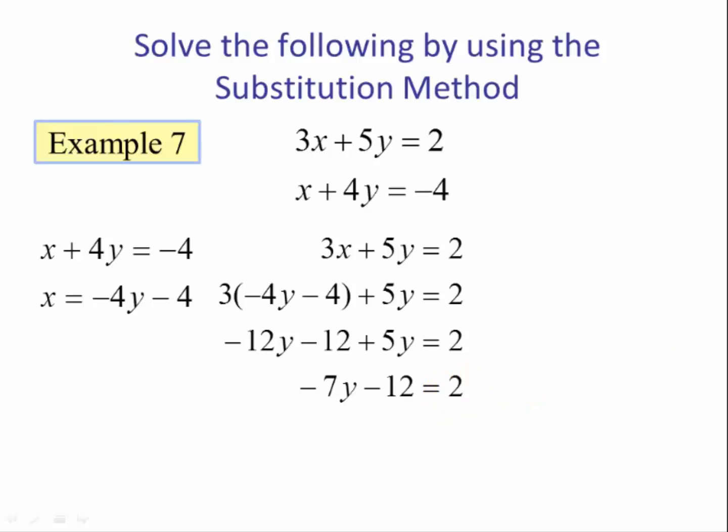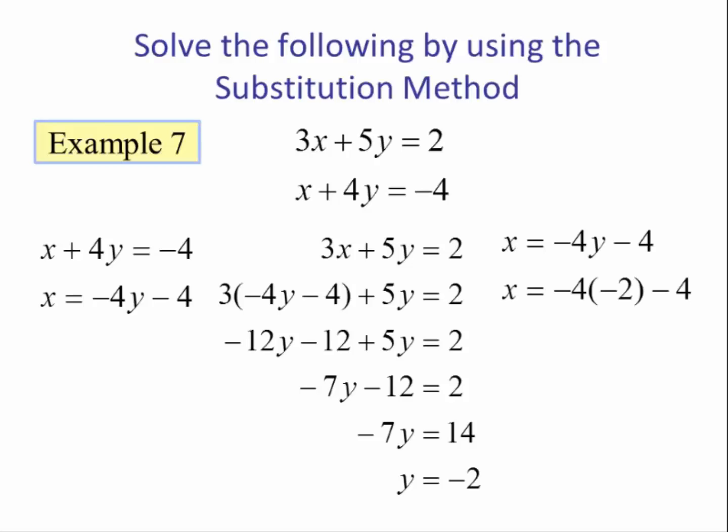Now we need to add 12 to both sides. We have negative 7y equals 14. Now divide by negative 7, and we see that y is equal to negative 2. To find x, we take either equation. I'm going to use x equals negative 4y minus 4. Everywhere I see a y, I'm going to substitute negative 2. So x is equal to negative 4 times negative 2 minus 4. That becomes 8 minus 4. Therefore, we have a result of 4 for x. So the ordered pair, where we always put x first, will be 4, negative 2.